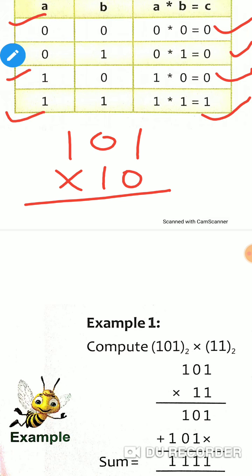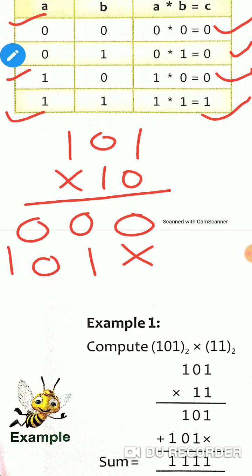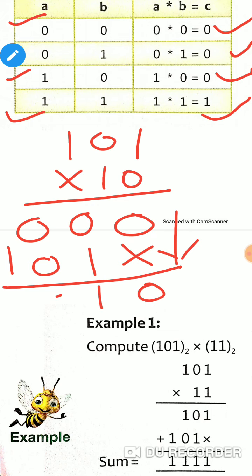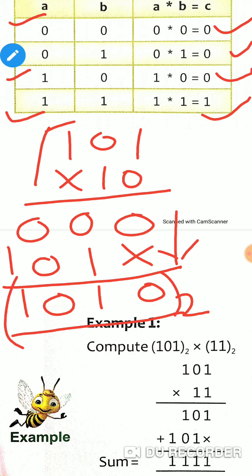First we multiply 0 by 101. It becomes 000. Then 1 into 101 gives 101. Now just add these two numbers: 000 plus 101 gives, 0 plus 0 is 0, and so on. So 1010 in binary is the result of these two numbers. Whenever you multiply 101 by 10, it becomes 1010.